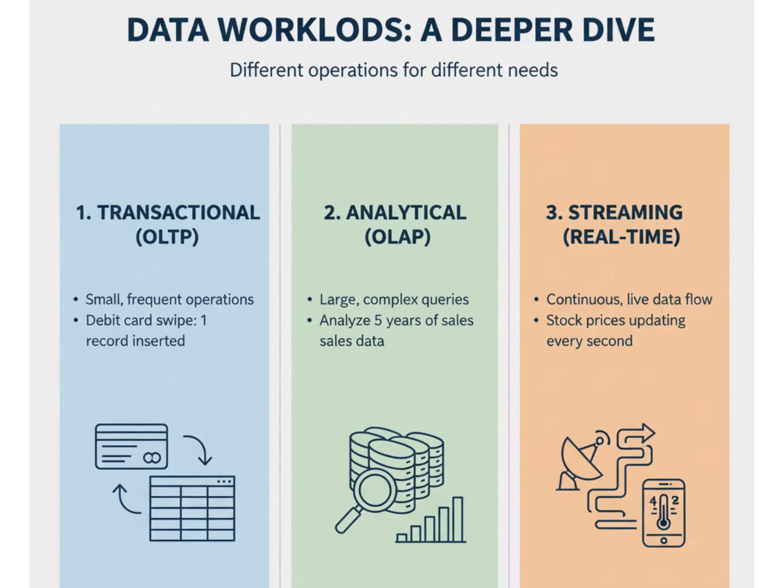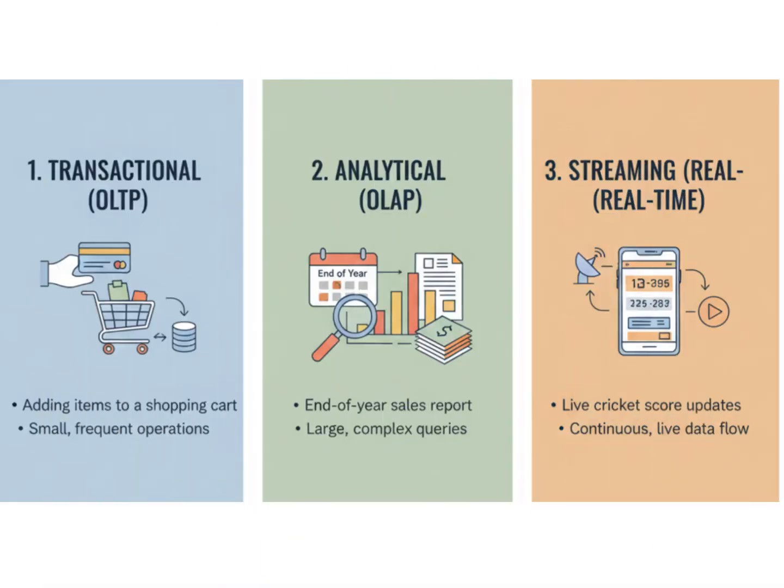Streaming workloads. These involve continuous real-time data flow. Example, stock prices updating every second or IoT sensor sending temperature data live. An easy analogy is this. Transactional is like adding items to a shopping cart. Analytical is like an end-of-year sales report. Streaming is like live cricket score updates.